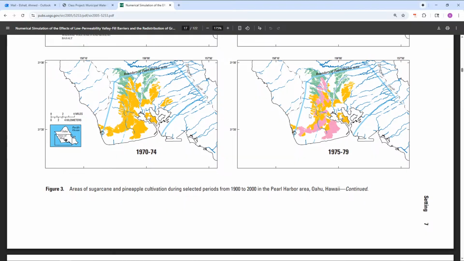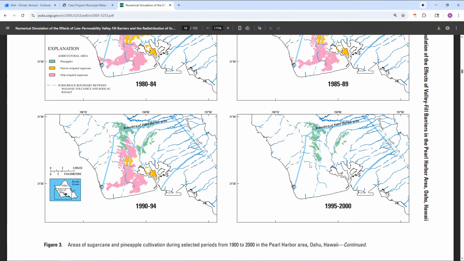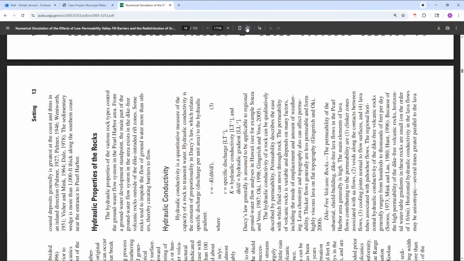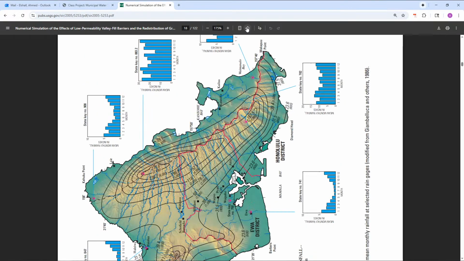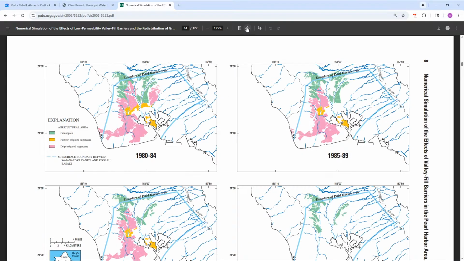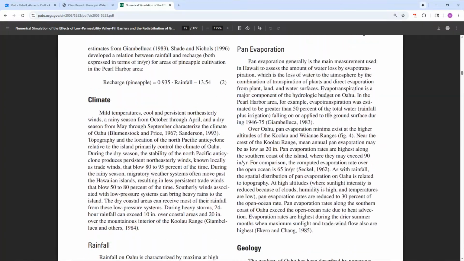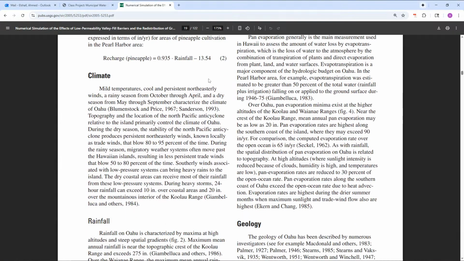Starting from here, drip irrigation started to appear, and then by the end, in this late period, you mainly find drip irrigated sugarcane, and no sugarcane, only pineapple irrigation. Only pineapples were cultivated, and that means your aquifer will start to recover, and you will not have big drawdown because you're not growing sugarcane, which is water intensive. And then you talk about the climate.